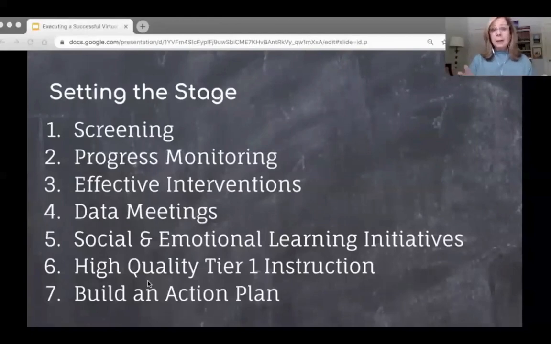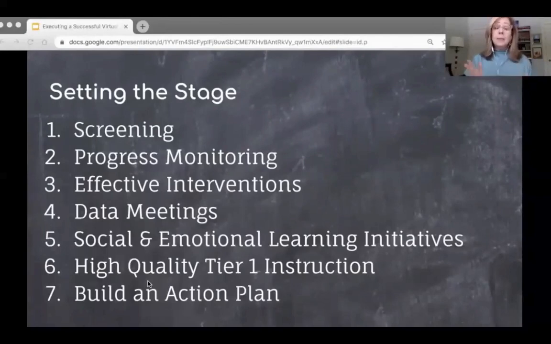And data meetings are so important to RTI. How do we make them meaningful if we can't meet in person? How can we integrate social and emotional learning best practices into academic intervention? I know many students will need extra support this year.